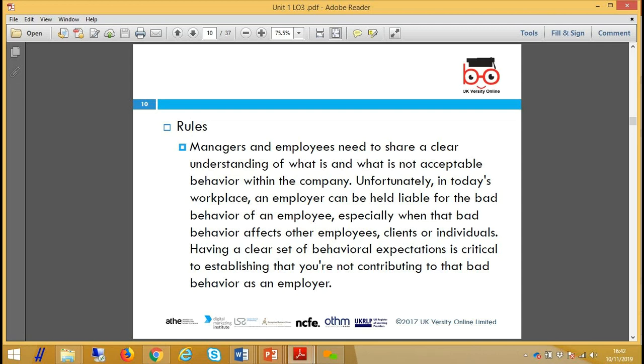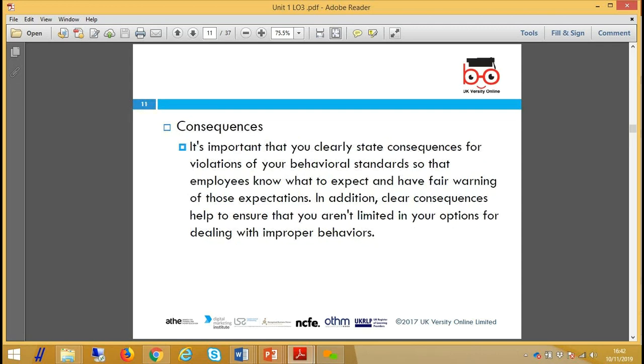We know that for the bad behavior of an employee, it is often the company that is liable. You can't just say, oh, the employee was the one doing it. It's the company's reputation that suffers. If the customer takes it to court, often it's the company that has to pay out, not that individual employee. You can sack the individual employee, you can discipline them, but you still have to pay as a company for that employee's bad behavior. So you have to specify the rules very clearly.